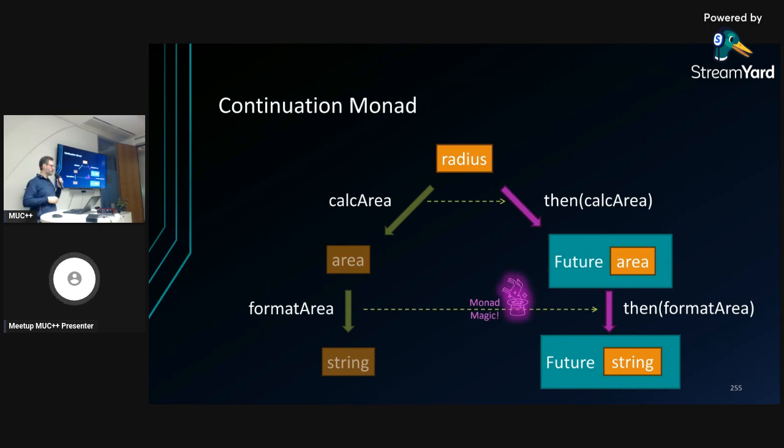Again, monad magic comes into play because the second function does not get a future as input, it gets an unwrapped future, it gets the result. So again, we have an unwrapping that happens here. We can use the same functions as we used for the vectors or optionals or whatever. Of course, the functions need to be thread safe. Since they are pure, we are good.